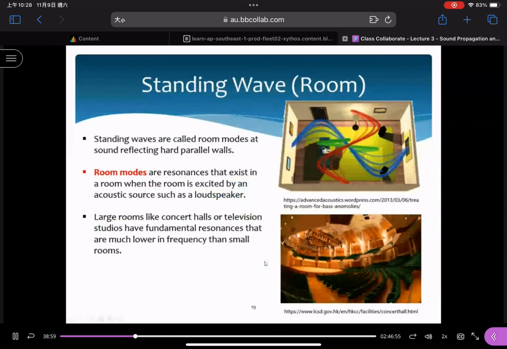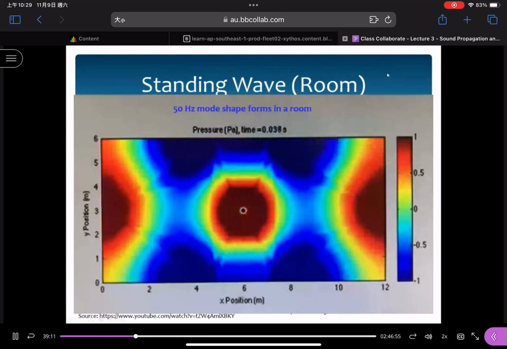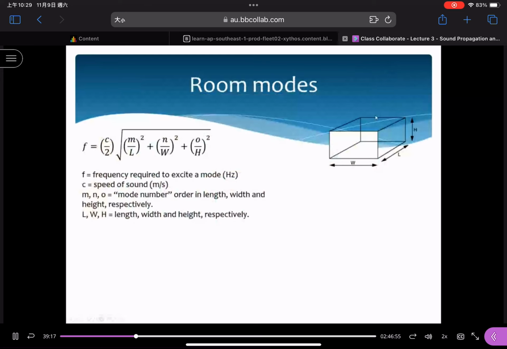So we consider that room modes are resonance effects. How to calculate this? This is an animation I demonstrated to you before. We make use of these equations. These equations are actually very simple. We consider this a rectangular room with its corresponding dimensions, the width, the length, and the height.